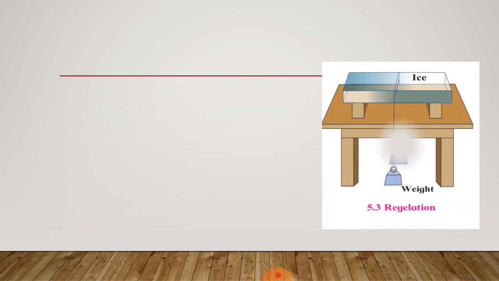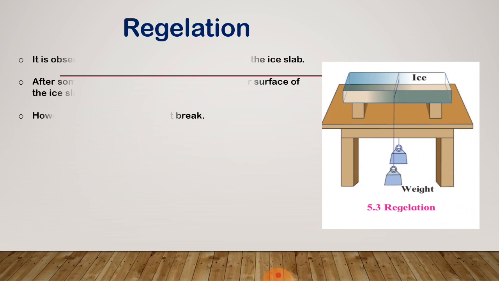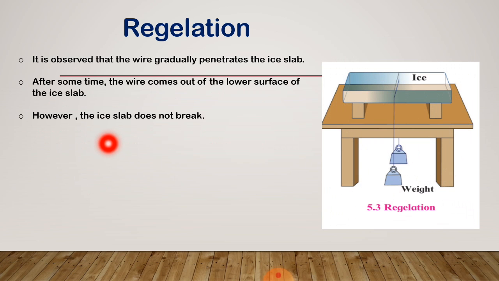Okay, yes. Then we have learned about a topic, regelation. Here we have seen an activity related to ice and a weight. So what observation we got is that the wire gradually penetrates the ice slab. The wire starts cutting through the ice slab, but the ice slab does not move from its place, it remains in its place. After some time, the wire comes out by itself, out of the lower surface of the ice slab.